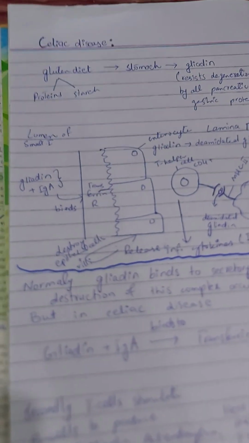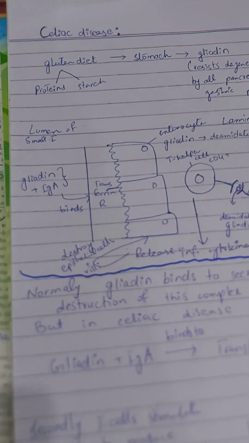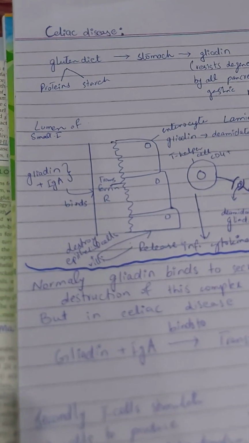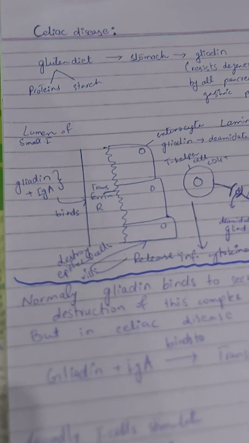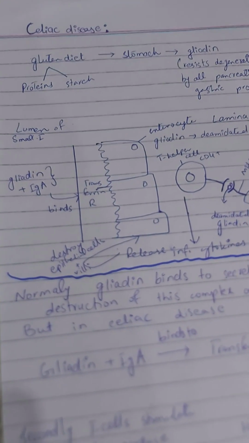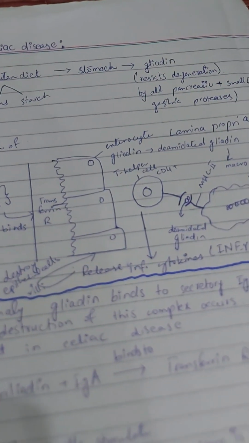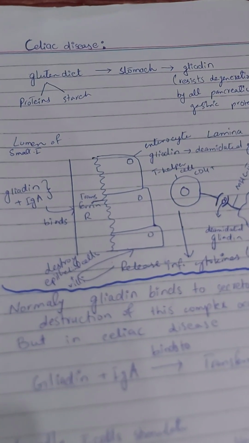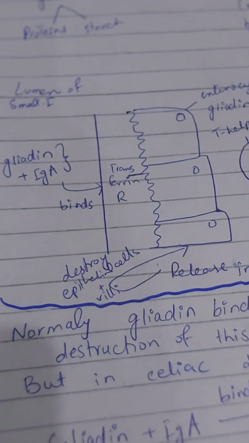Celiac disease. In celiac disease, we eat a gluten diet, which includes wheat, rye, barley, and all the stuff which has gluten. Now, the gluten diet is composed of proteins and starch. Starch is easily digested by the body, while protein enters into the stomach, and from the stomach it enters into the small intestine. In normal individuals, gliadin is digested by the IgA antibody.